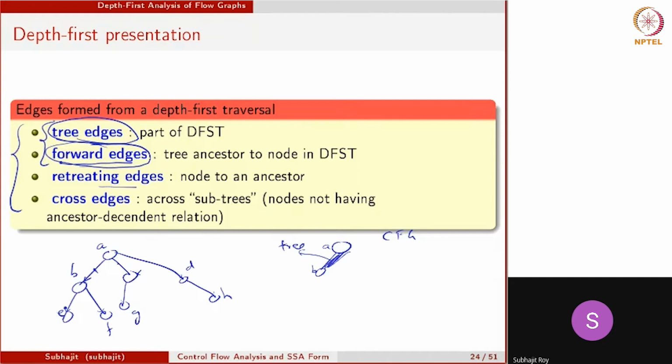What is a forward edge? Let us say I have an edge A to F. Now there is no edge A to F in this tree, but there is a path from A to F in this tree. So A is the ancestor and F is a descendant. So this particular edge becomes a forward edge.